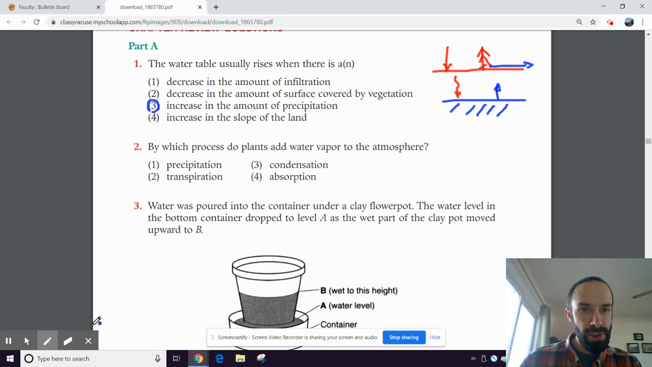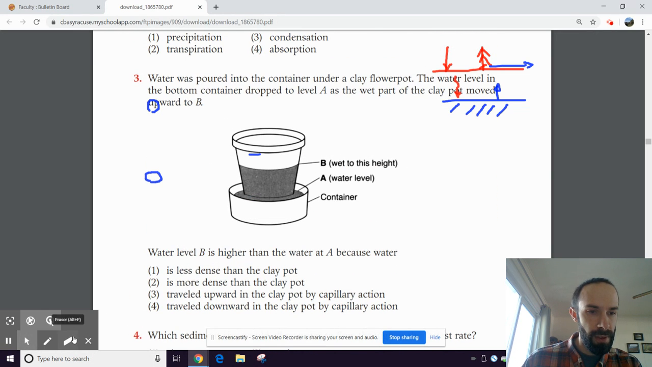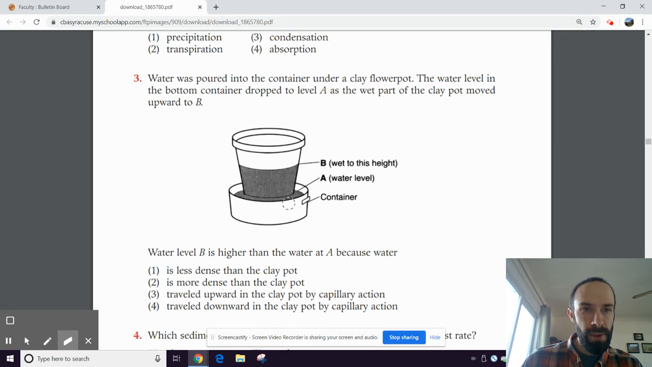Number 2, by which process do plants add water vapor to the atmosphere? That's a water cycle question. I always remember trees or plants: trees equal transpiration. So the answer is number 2. Number 3, water was poured into the container under a clay flower pot. The water level in the bottom container dropped to level A as the wet part of the clay pot moved upward to B. Water level B is higher than the water at A because water what?